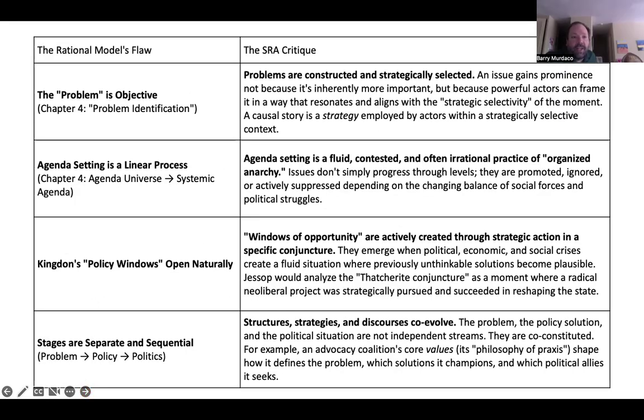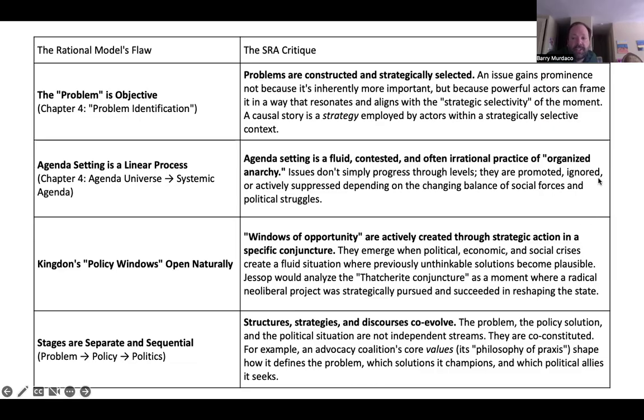Now, just to contrast it once again with the SRA approach, this idea that problems are objective: in the SRA approach, the structural relational approach or structural relational analysis, problems are constructed and strategically selected. An issue gains prominence not because it's inherently more important, but because powerful actors can frame it in a way that resonates and aligns with the strategic selectivity of the moment. A causal story is a strategy employed by actors within a strategically selective context.